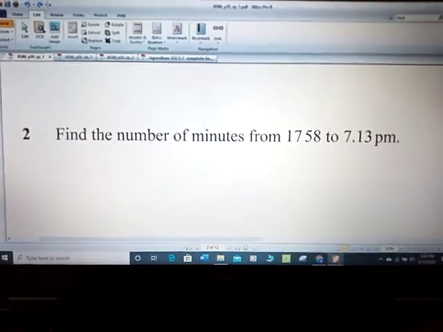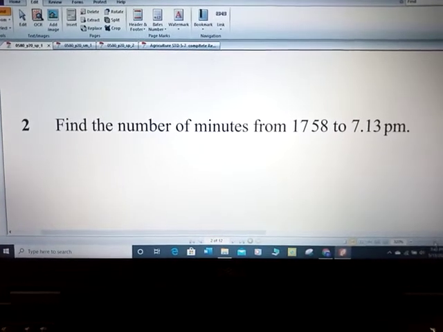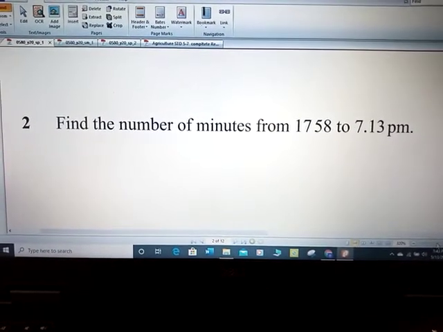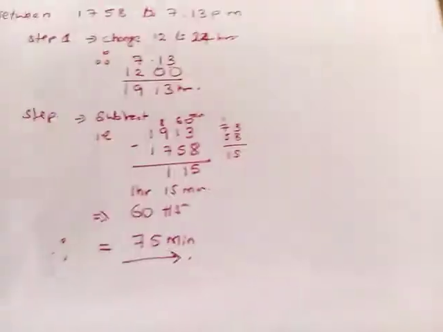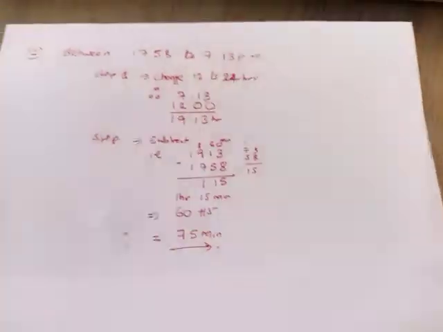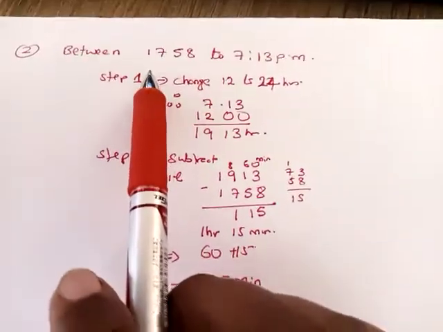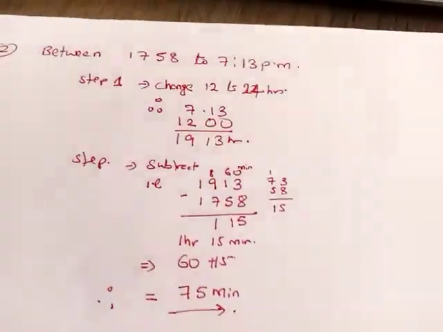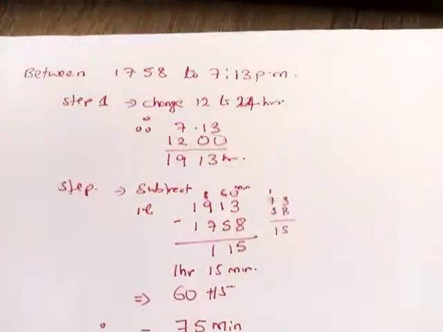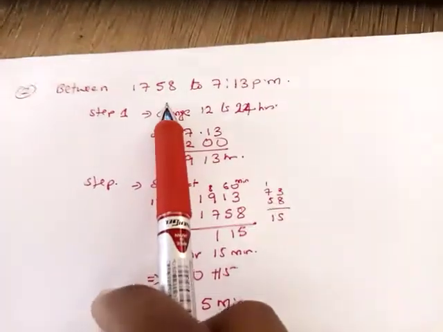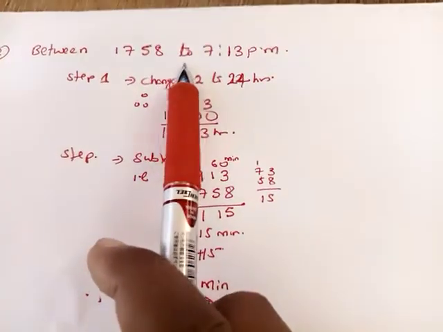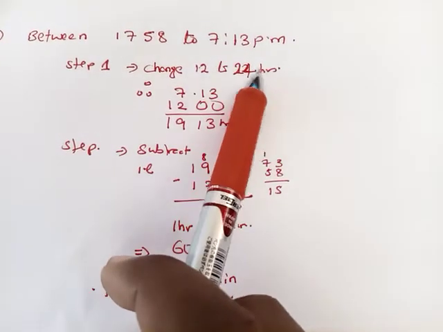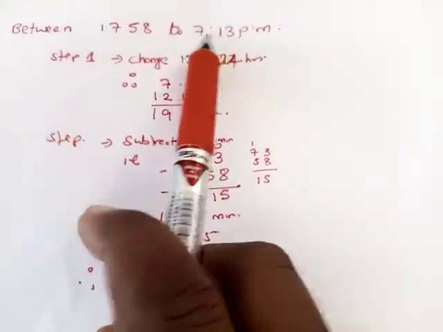Question 2 tells us to find the number of minutes from 1758 to 7:13 p.m. So again, we follow through with the working. I've already done the working here to save time. So the question is asking us to look at our time difference between 1758 in 24-hour system to 7:13 p.m. That is a 12-hour system.